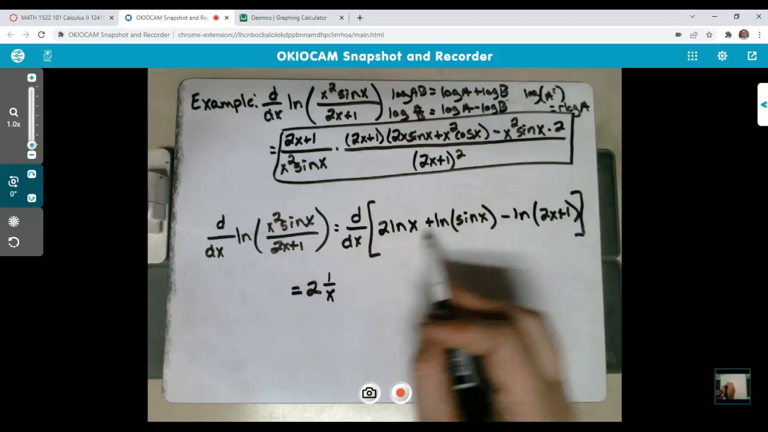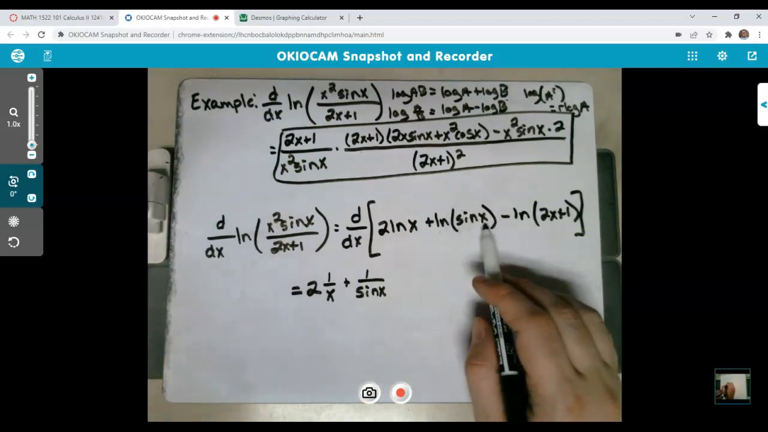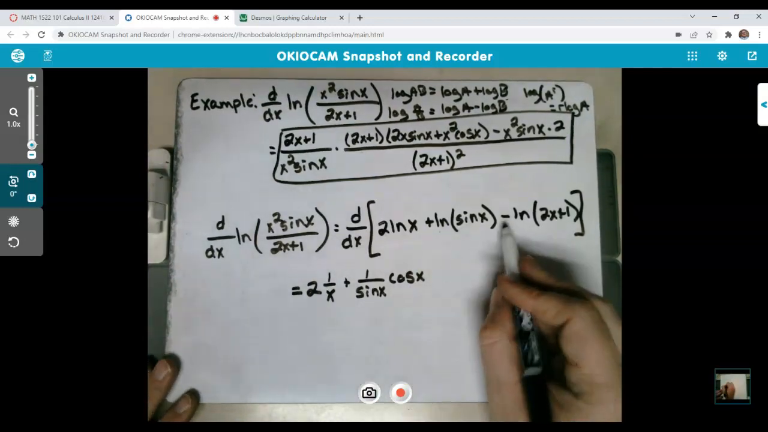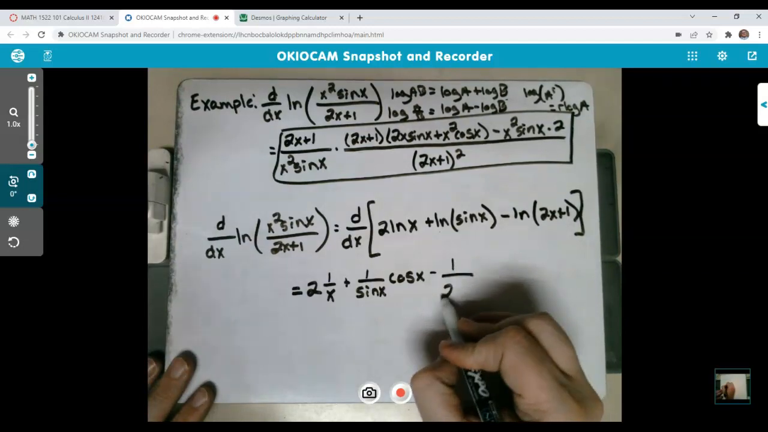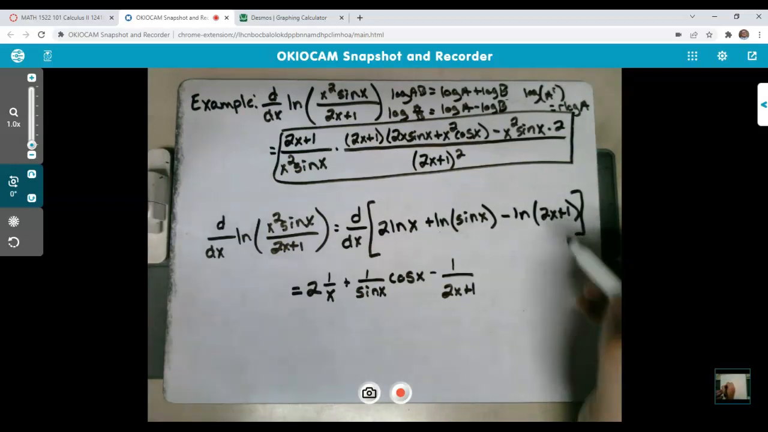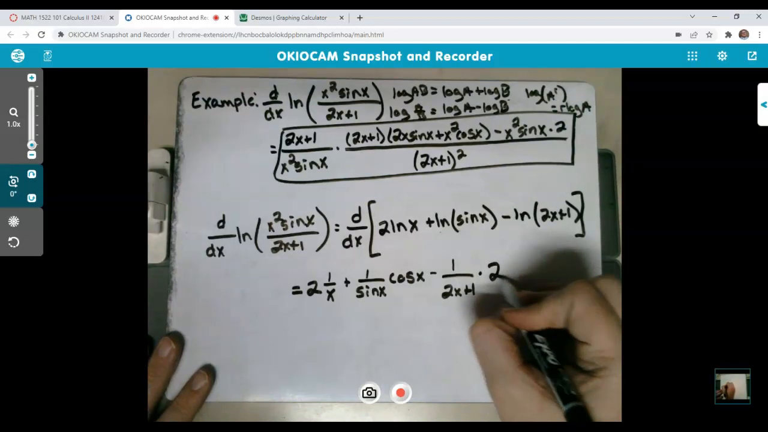ln means I do 1 over that stuff, so 1 over sine of x, times the derivative of the stuff. The derivative of sine is cosine. And then minus ln of some stuff, so that's 1 over the stuff, times the derivative of that stuff. The derivative of 2x plus 1 is just 2. That was not as much work as what I did here, right? But they are both the same thing. If we were to simplify these, you would get the same thing.